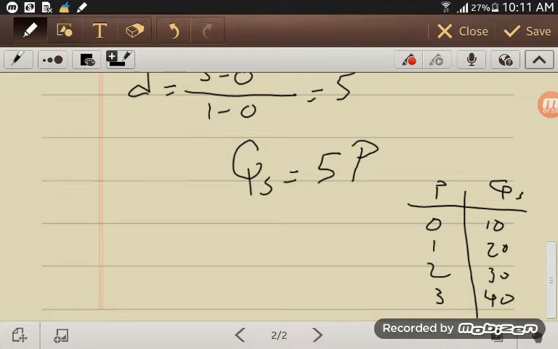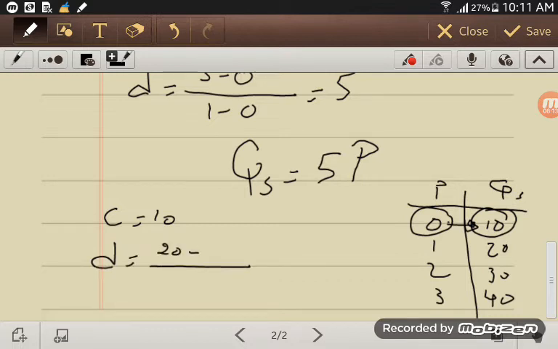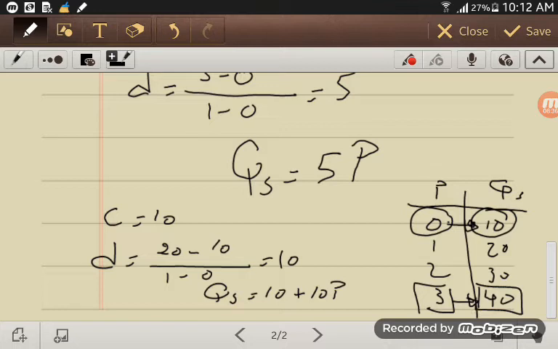If you would like to find the supply function for this schedule, C equals 10, because when price equals 0, quantity supplied is 10, and D is 20 minus 10 divided by 1 minus 0, which is 10. So we can write it as QS equals 10 plus 10P. If you substitute 3 instead of P, it's 10 multiplied by 3, which is 30, plus 10, which is 40. At price 3, quantity supplied is 40.